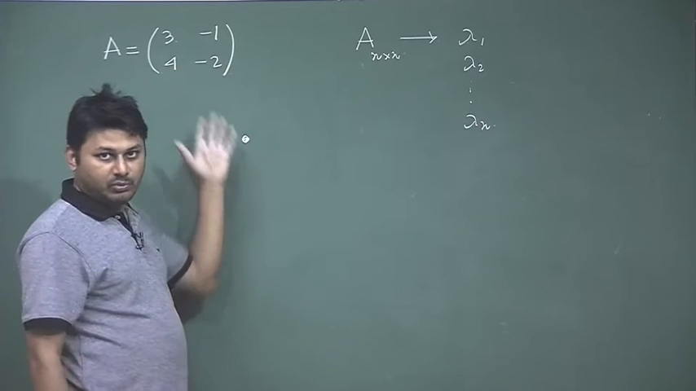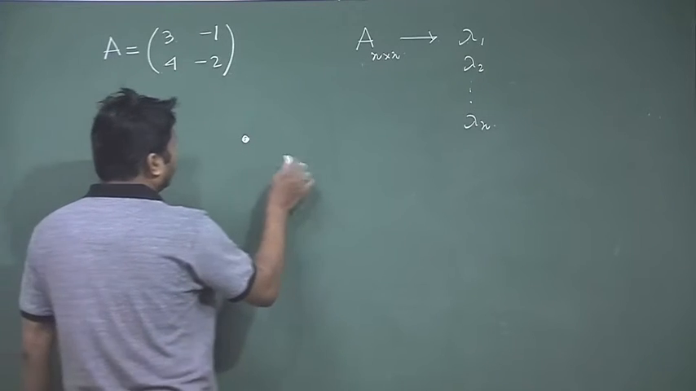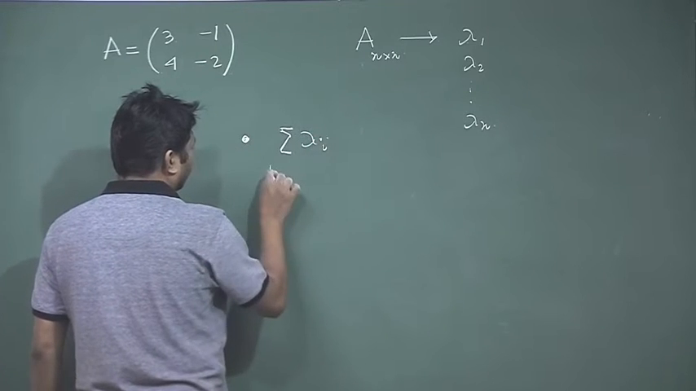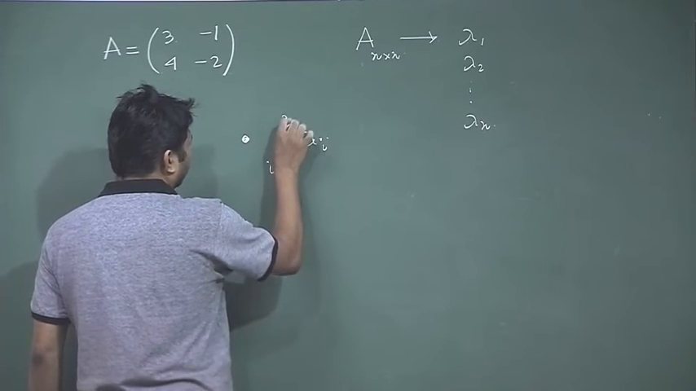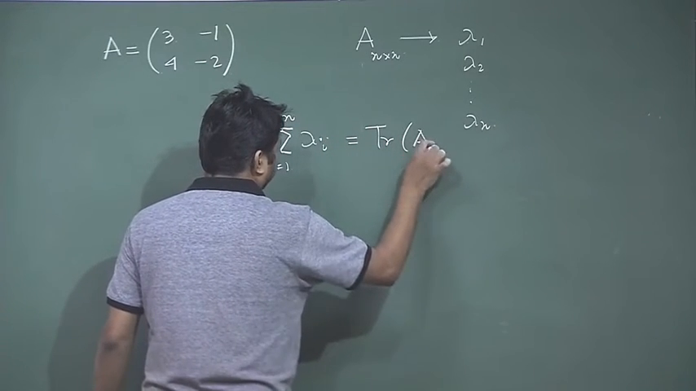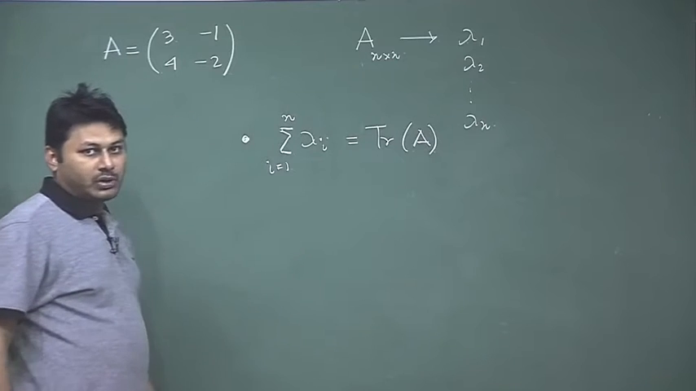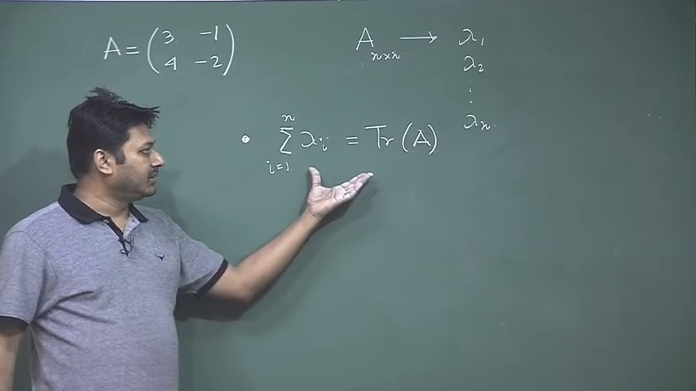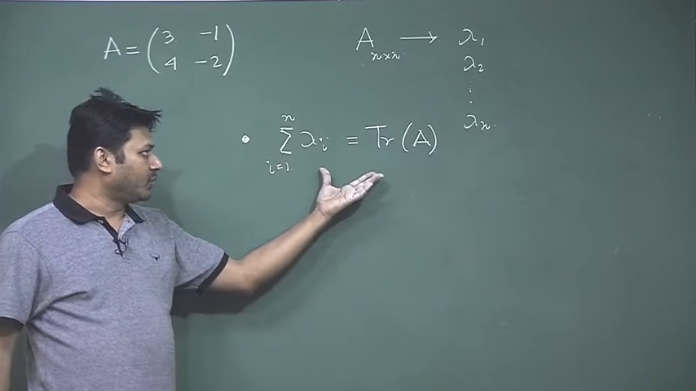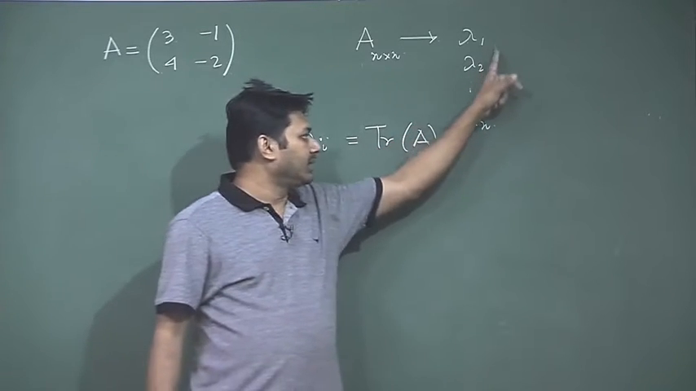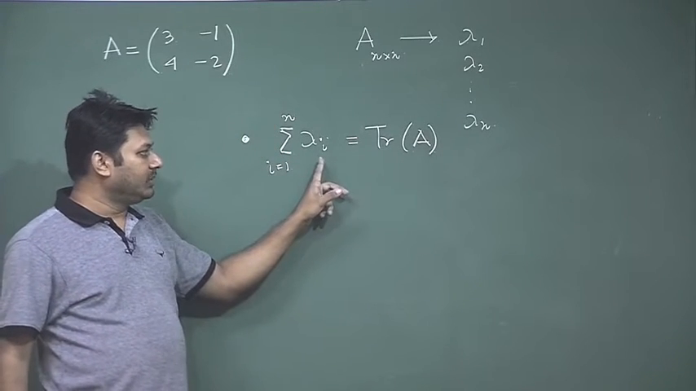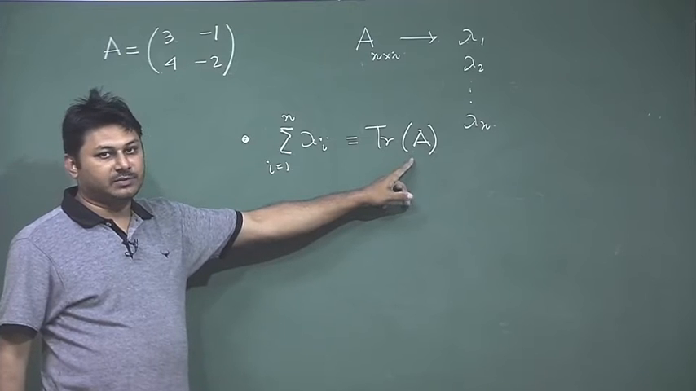I will check for this and all other cases: the summation of lambda i, for i from 1 to n, is nothing but the trace of matrix A. I believe many of you know that, but still it is my duty to mention this important property. Once you calculate the lambdas and add them, it will be the same as the trace of this matrix.